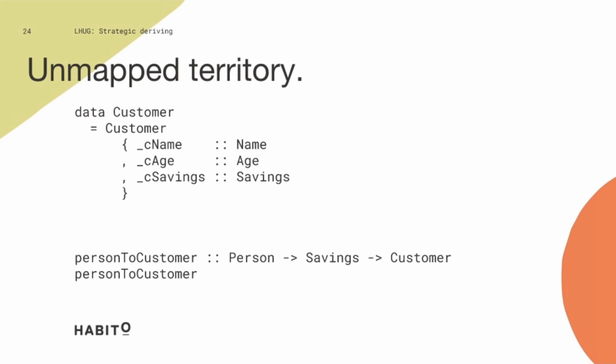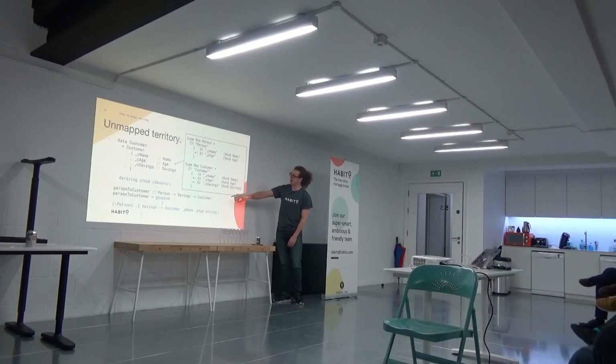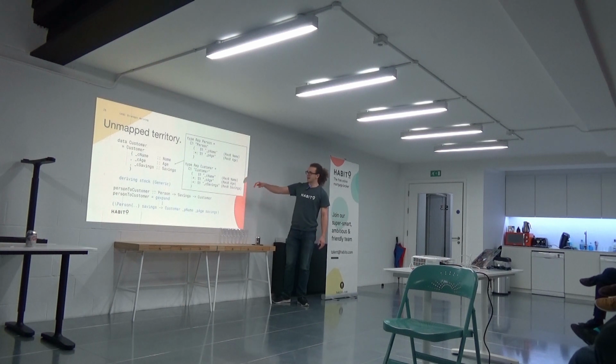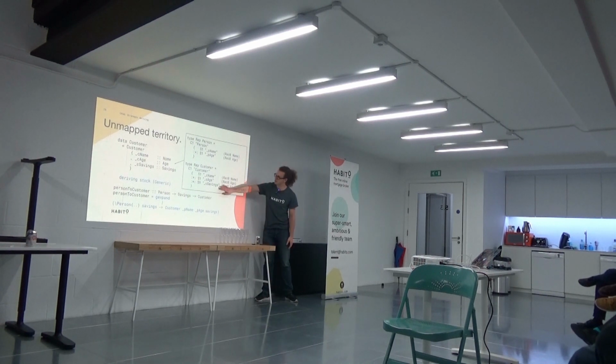But again, if all your things are type indexed, you don't have to do it. Just derive generic, and you can write a function, say gexpand. This slide doesn't do us justice. There's like 400 lines of crap behind this, but now you've got the two representations. You say a customer looks like this. Customer looks like this, which is the same as a person, but it's just got this extra savings thing.